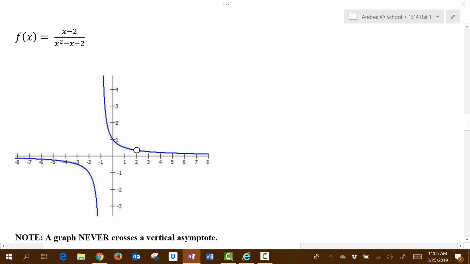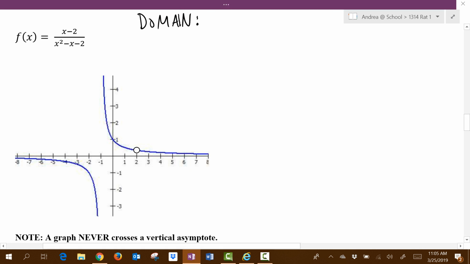Another way that domain issues can represent themselves on the graph is a hole in the graph. So let's say that we were asked to find the domain of this rational function. In order to find the domain of this rational function, we would take our denominator, which is x squared minus x minus 2, and we would set that equal to 0.